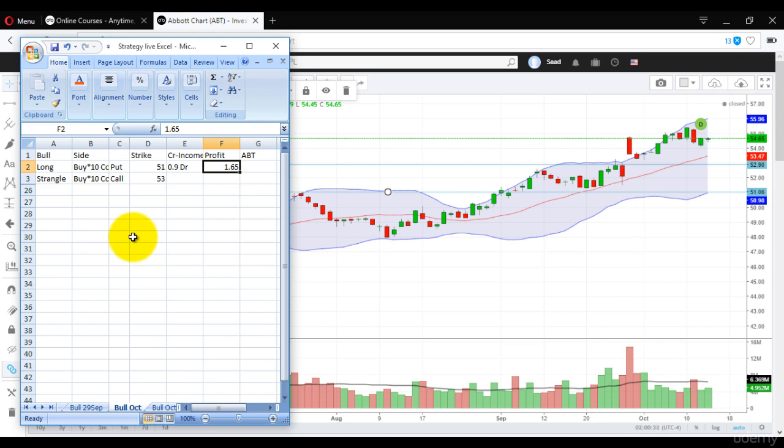which becomes $165 because one option contract is 100 shares. Let me show you: 10 option contracts multiplied by 100 shares multiplied by $1.65 profit, so it becomes $1,650. Simply an awesome amount. It shows that our trade was exceptionally profitable.